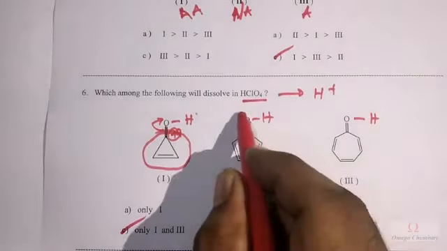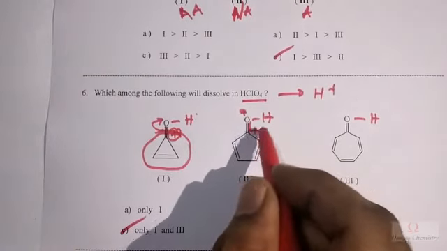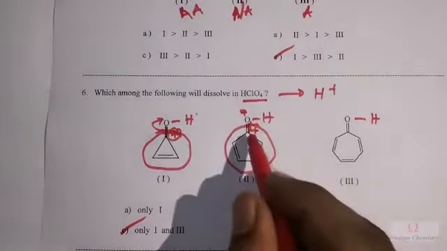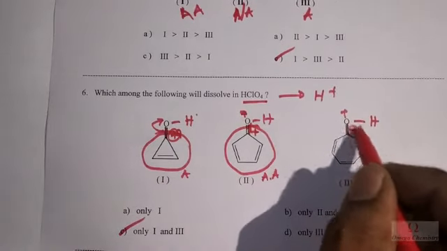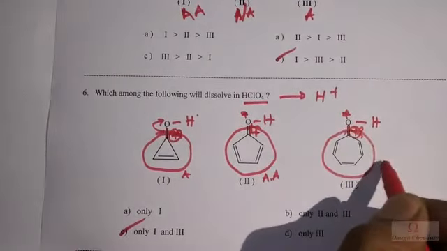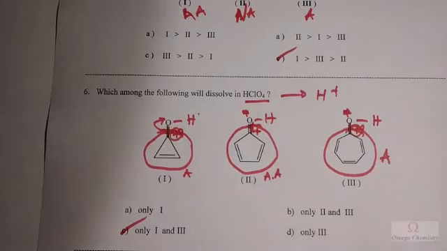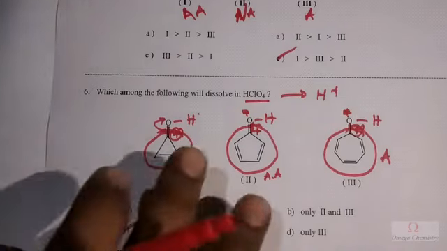Apply the same concept here. Positive charge over here, and this will become anti-aromatic. Whereas here again a plus charge will come here, and this part will become aromatic. So compound 1 and 3 will be stabilized by aromaticity, and that's why they will dissolve in HClO4. Whereas compound 2 will attain anti-aromaticity, which is least in stability. That's why the compound will resist and it won't dissolve in HClO4.